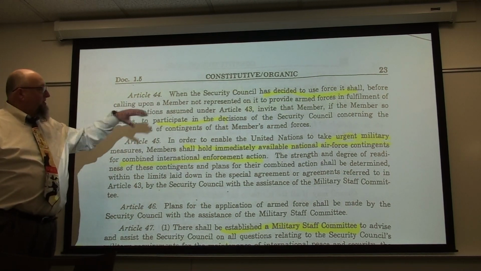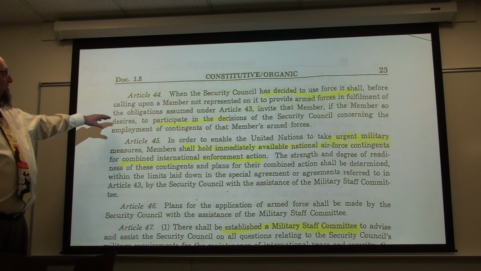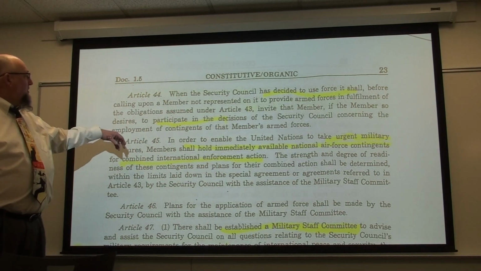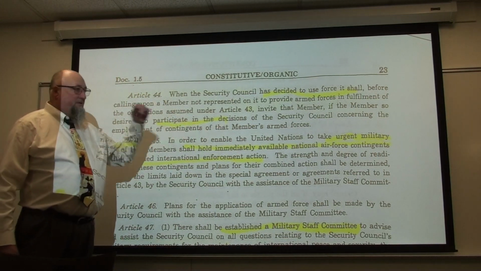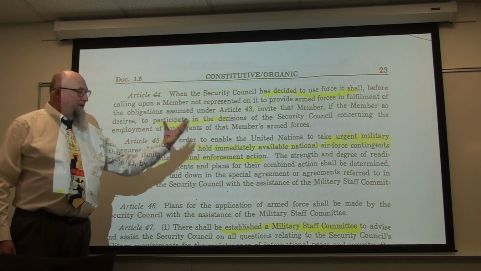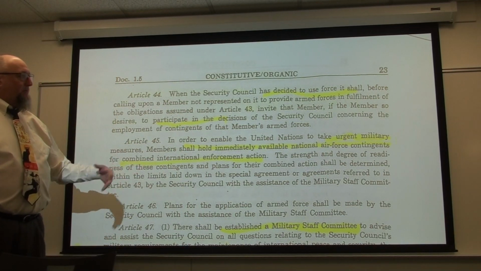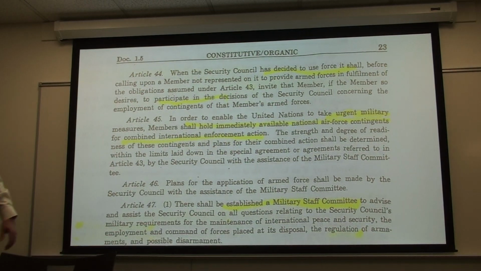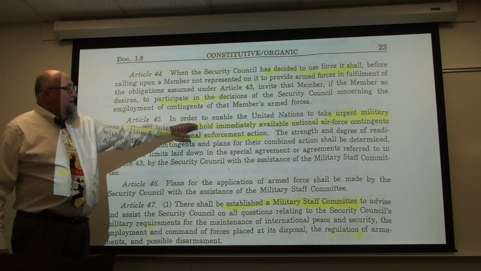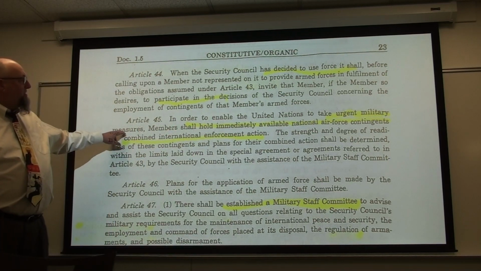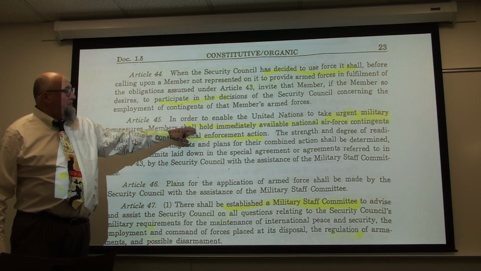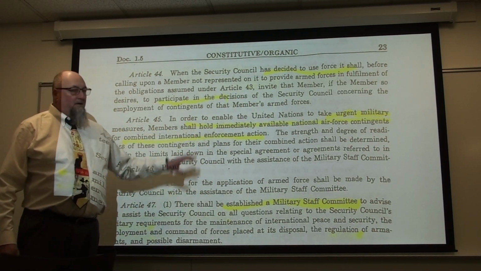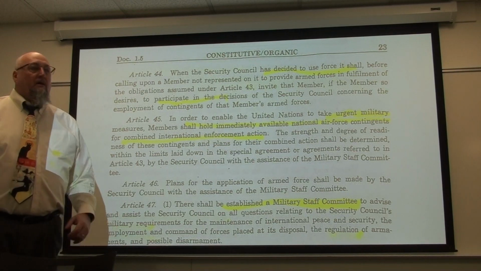Article 44, when the Security Council has decided to use force, it shall, before calling upon a member not represented on it to provide armed forces, invite that member to participate in the decisions. So you're not going to force a country that's not otherwise part to engage unless they're part of the decision-making process. Under Article 45, in order to enable the United Nations to take urgent military measures, members shall hold immediately available national Air Force contingents for combined international enforcement action. So that's sort of a quick strike capability.